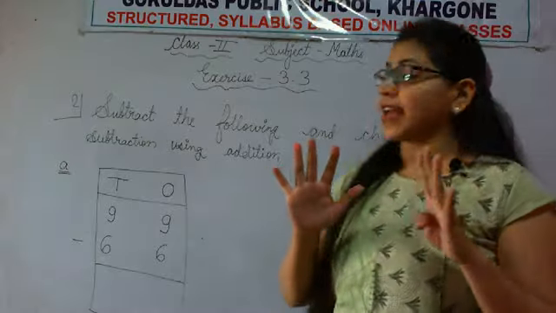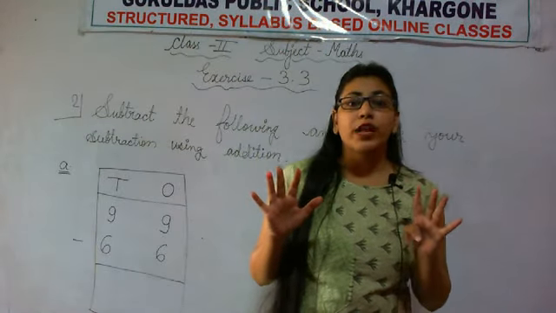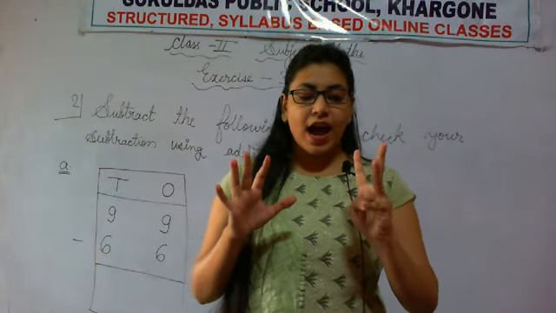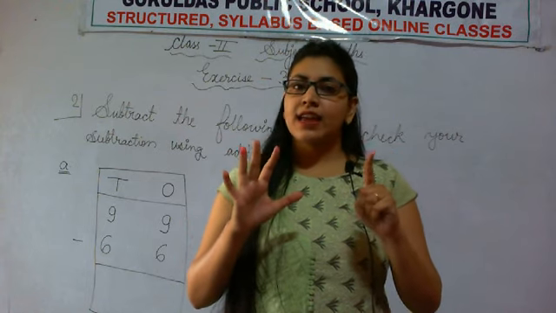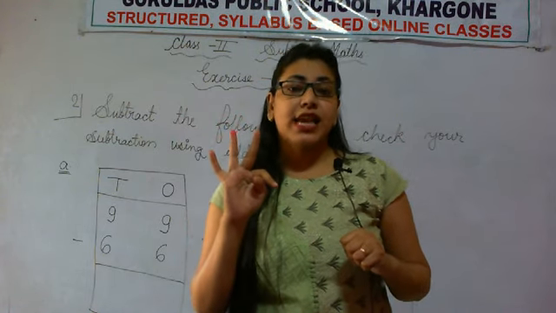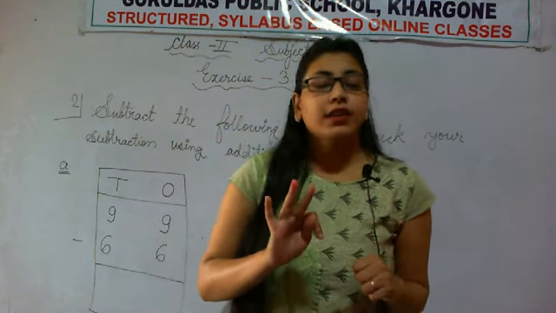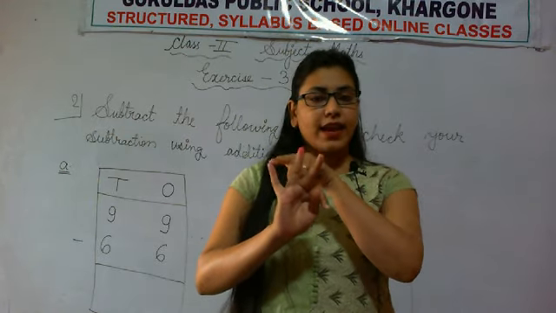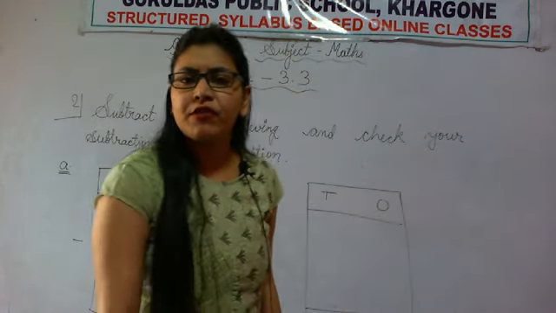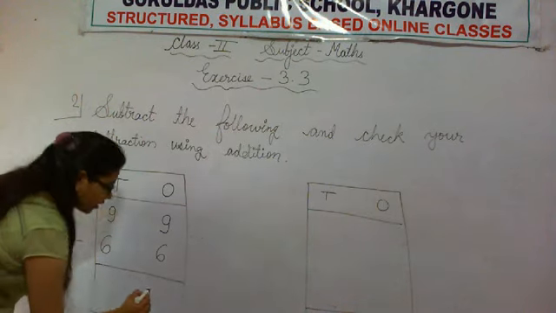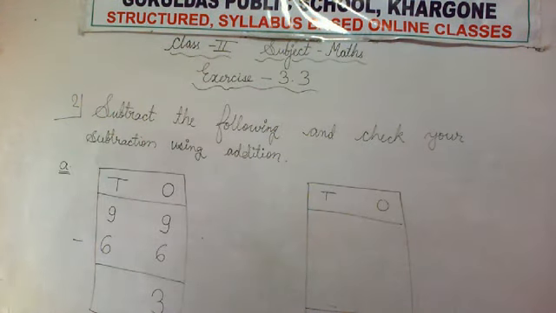Now minus 6. So now we will remove 6 fingers. 1, 2, 3, 4, 5, 6. Now we will count the remaining fingers. 1, 2 and 3. 3 fingers are left. So we will write the number 3. Okay. We had done 9 minus 6.